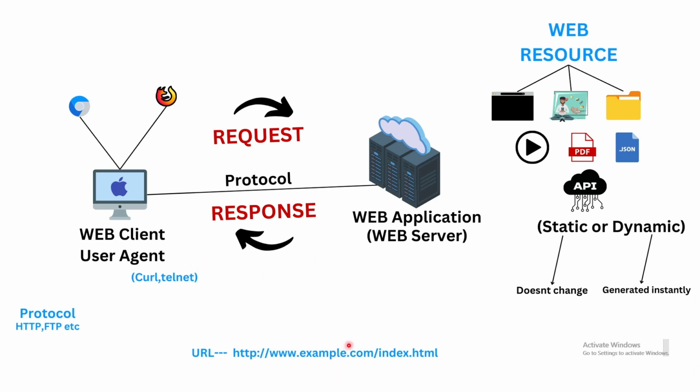Now let's talk about URLs for a brief time. Each web resource is identified by a unique URL. Here HTTP is the protocol, www.example.com is the web server, and the rest you see is the path of the resource on the web server. So these were some basics about URLs.